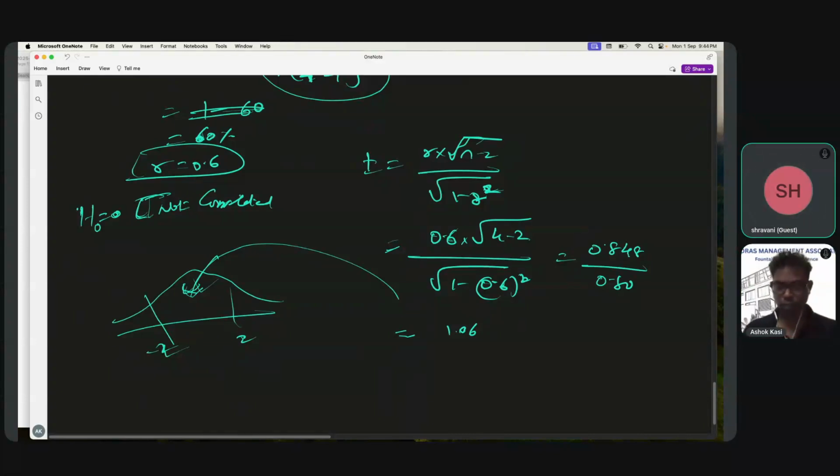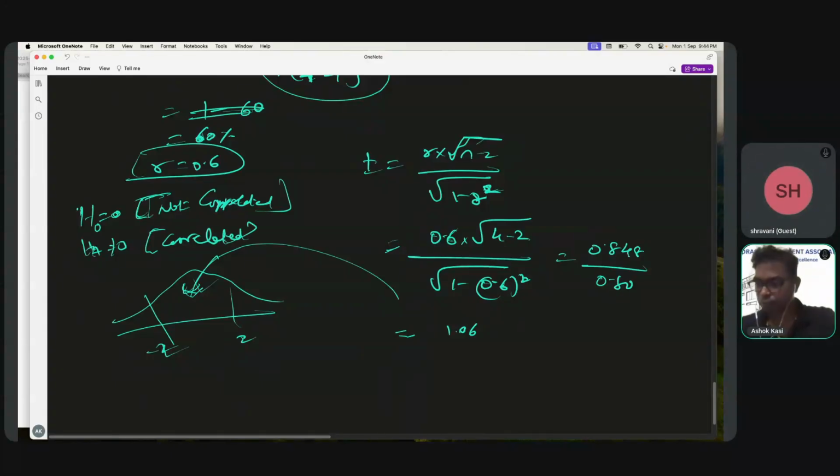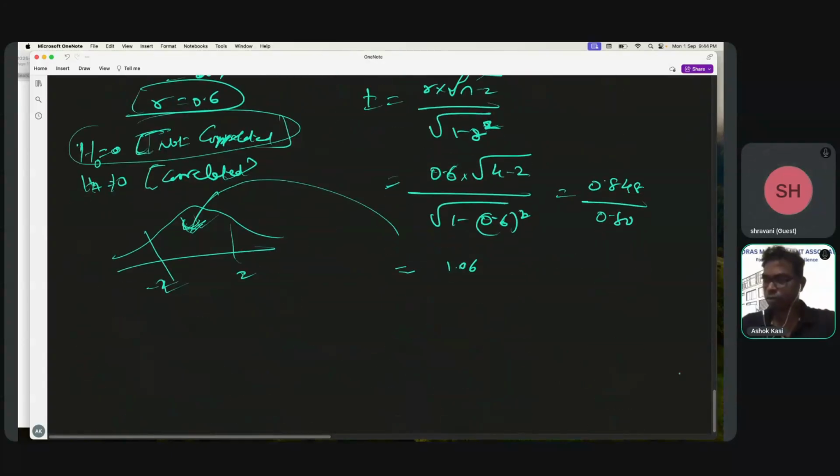Correct only. So no correlation, not correlated. And alternative is correlated. So here we will accept this one because it is falling within the range. So it is not correlated. Yeah. Is it okay now?